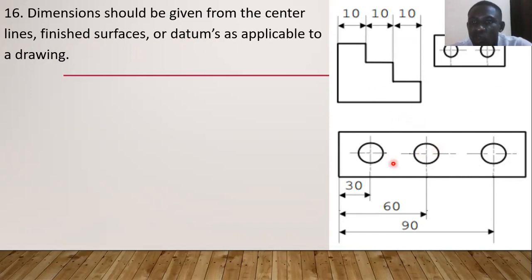So over here in the lower drawing, we have the left side of the block as, let's call it, a datum. The center of this hole is 30 millimeters from this datum. This center hole is 60 millimeters from the datum, and this last one is 90 millimeters from the datum.